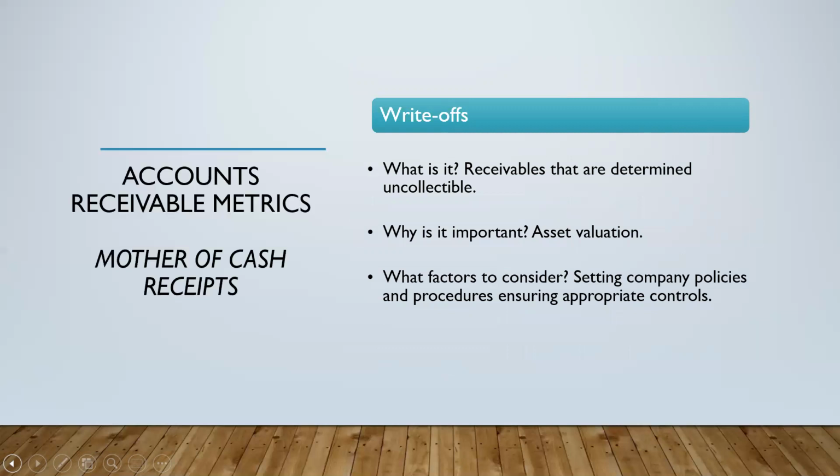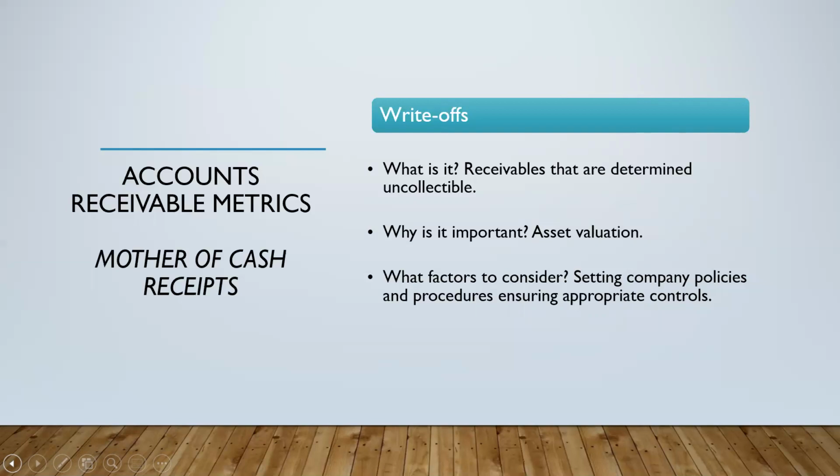Because of asset valuation. When you are looking at your company, generally an ABA company's largest asset is going to be that accounts receivable balance. And if that balance has amounts that should have been written off, then it's overstated and it's inaccurate. You might expect that you're getting $30,000, but in reality, $10,000 should have been written off, and you're only due around $20,000. Okay, and what factors should you consider?